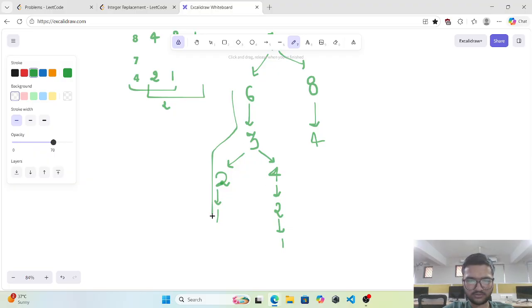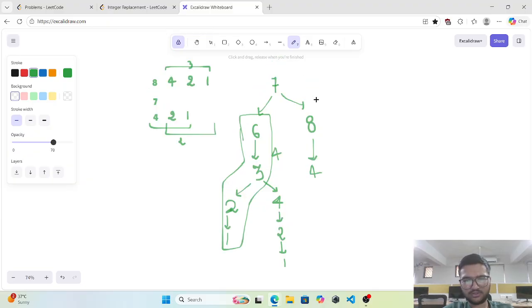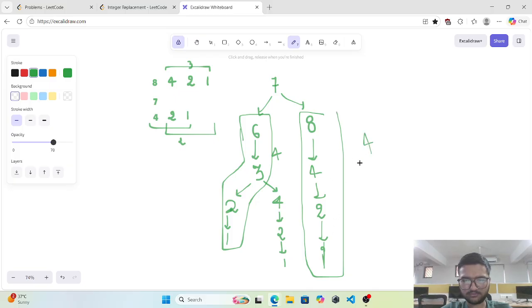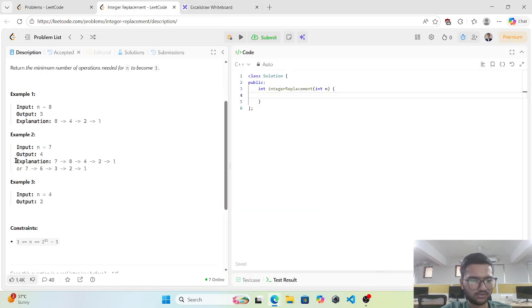Then we write these steps and return 4. On the right-hand side, if we add 1 to 7, then it gives 8. 8 divided by 2 is 4, 4 divided by 2 is 2, and 2 divided by 2 gives 1. So it is total 1, 2, 3 and 4 steps. The lesser step count is 4, so we have written 4.